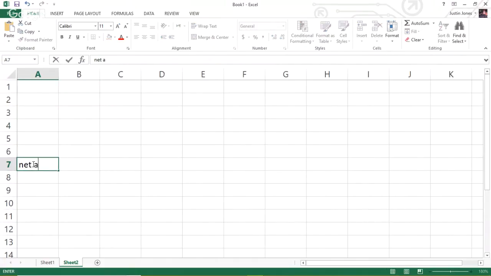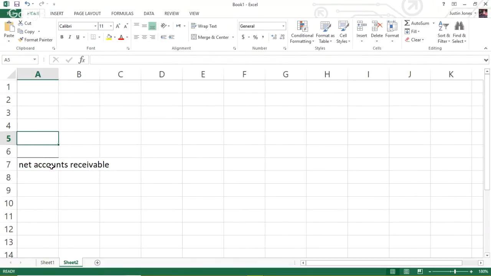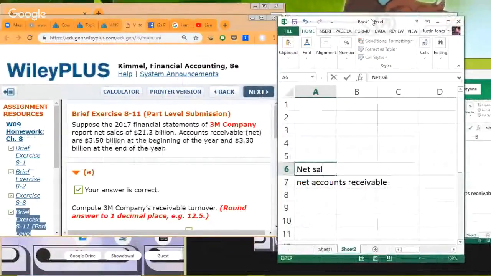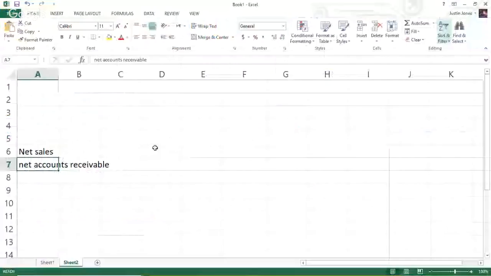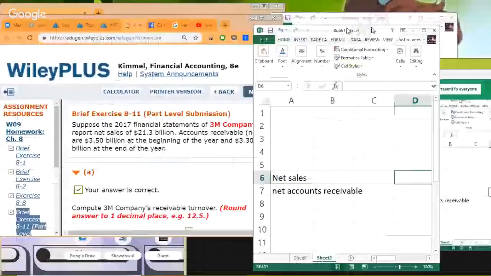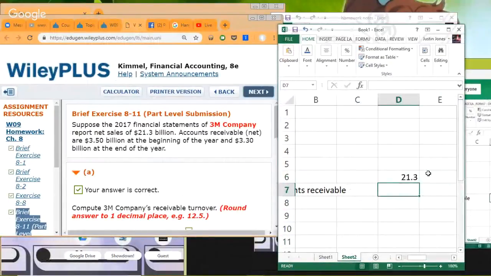So what it is: net accounts receivable, and actually, that's the denominator. So net accounts receivable, and up here is the net sales. All right, I want to make sure I get the words right for you. And that's really the equation. Now, net sales, let's go ahead and bring that over. We got that number earlier. It's 21.3 billion. We're just going to do 21.3.